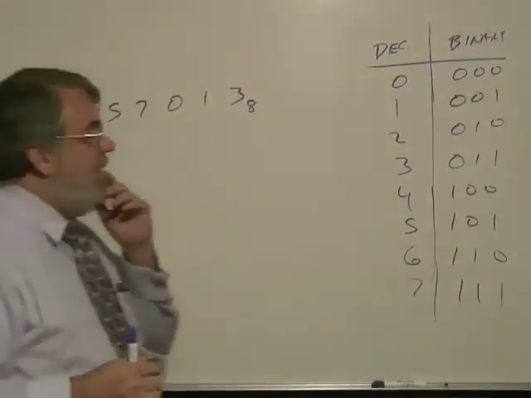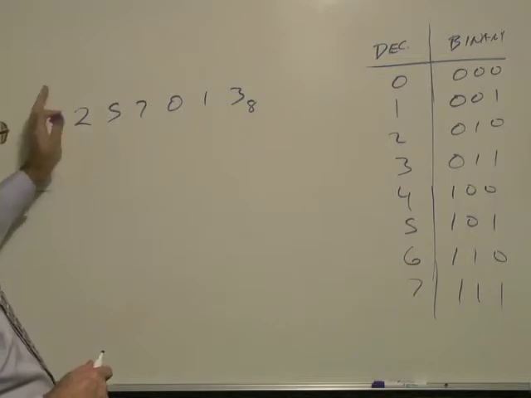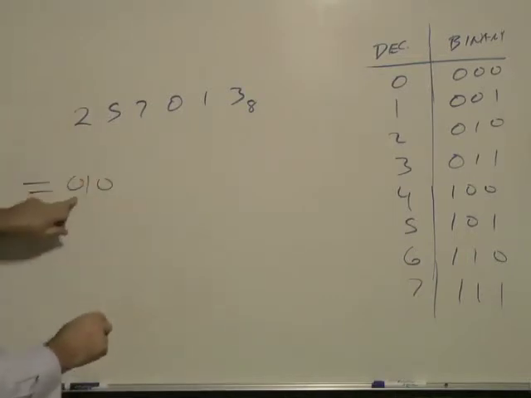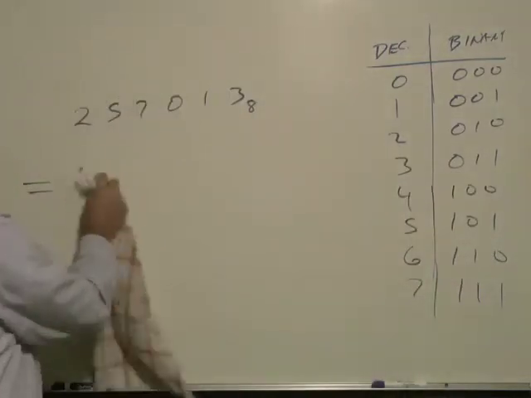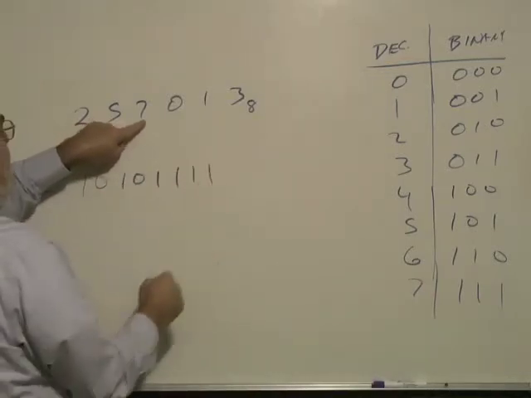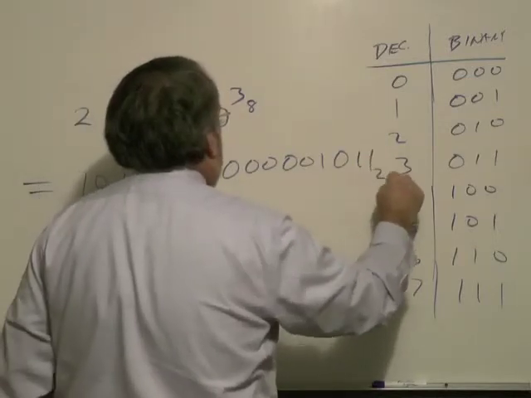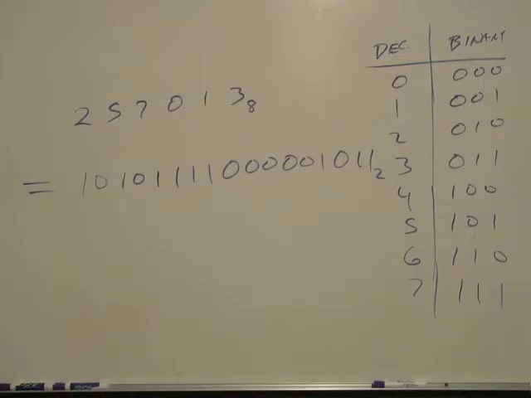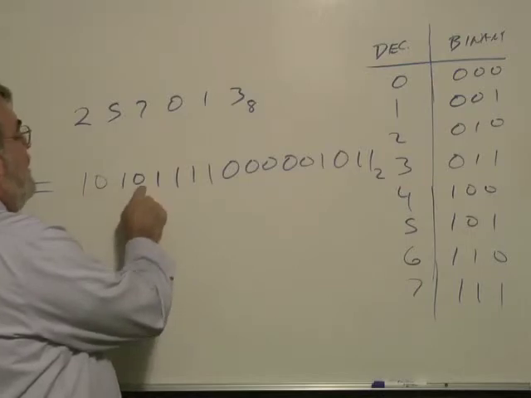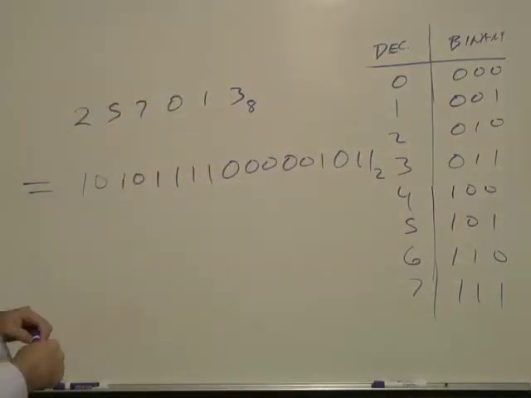All right, so I've decided to put three digits down. So 2 is 010, but being on the far left, I'm going to erase the leading zero. So I'll just write 2 as 1, 0. 5 is 1, 0, 1. 7 is 1, 1, 1. 0 is 0, 0, 0. 1 is 0, 0, 1. And 3 is 0, 1, 1. Base 2. You can go back and check this. I'm mentally checking it, and it looks correct to me. So this number in base 8 would be 10101111000001011, base 2. So a pretty long number.